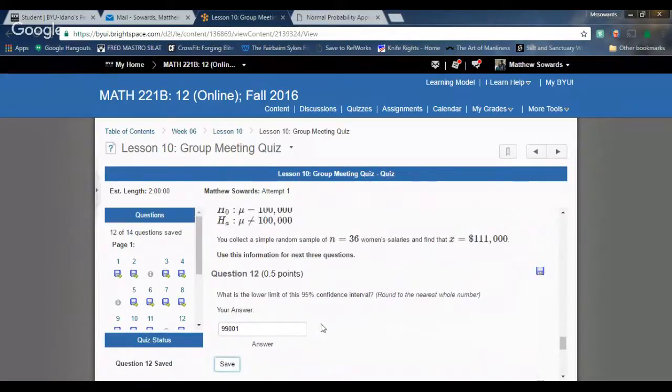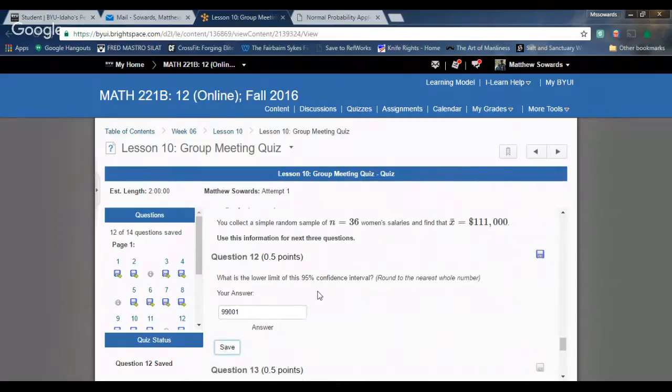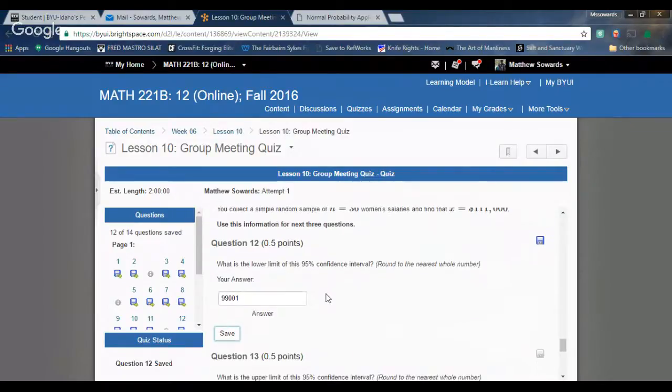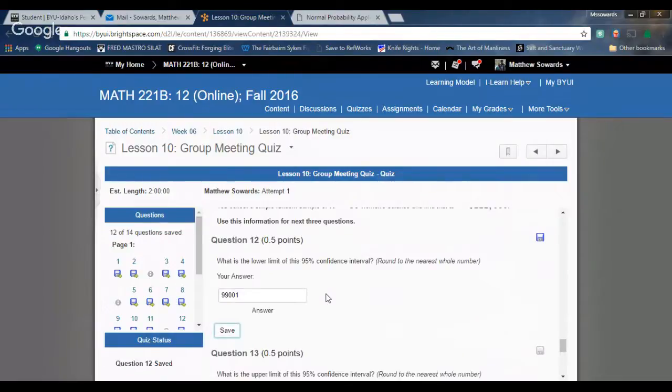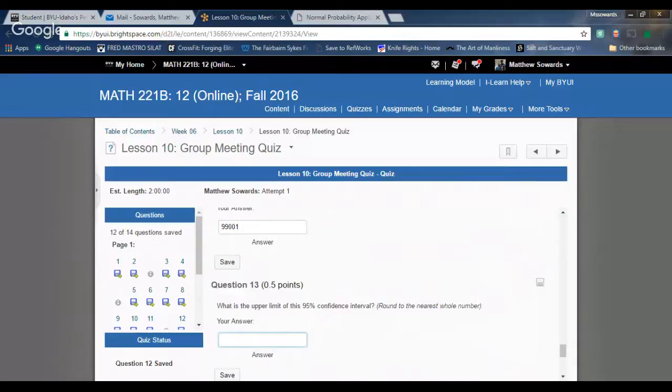So I got for the margin of error 11,998 point a bunch of stuff. And then rounding to the nearest whole number for the lower limit of the confidence interval, I got $99,001. Yeah. That sound right? Yeah, that sounds pretty right.